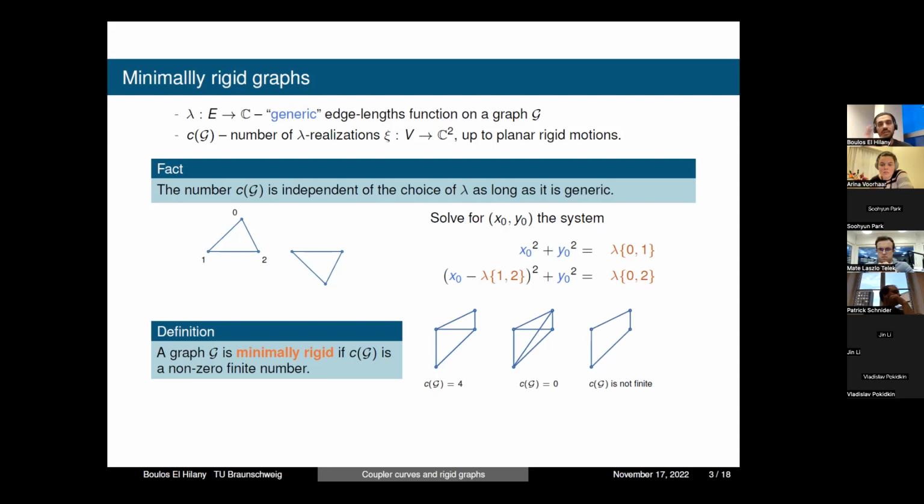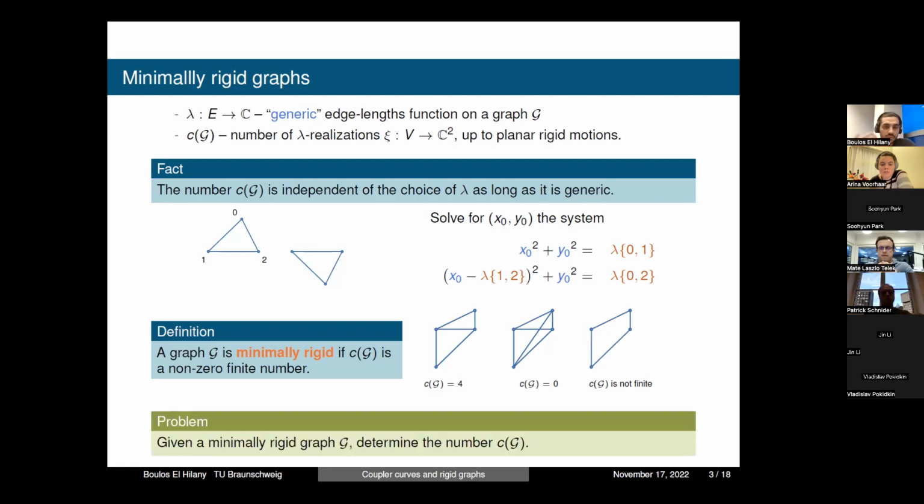And so here's the problem. This is one of the 2 problems that I'm going to present. We're interested in those graphs that give finitely many realizations but non-zero. These are called minimally rigid. So these are rigid because if I move them, they're not going to move, but minimally, because if I remove one edge, then it stops being rigid.